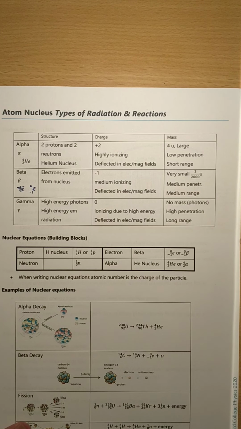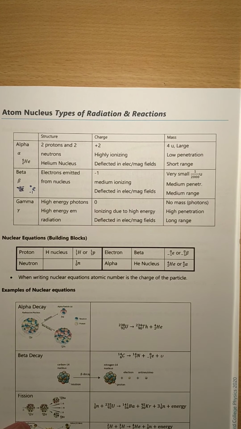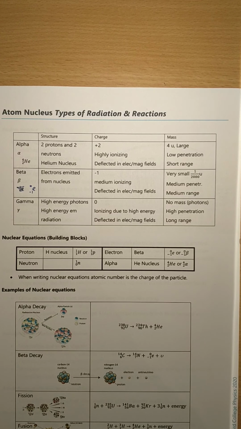Structure, 2 protons and 2 neutrons for the alpha. So it is a helium nucleus. It is a charge of +2, so it is highly ionizing. It's got a large charge, and it is deflected in electric and magnetic fields because it has a charge. If something has a charge, it'll be moved in an electric field. Okay, as we saw with the cathode ray tube. Okay, if it doesn't have a charge, it won't. And its mass, okay, 4 units. Now, a unit here is effectively the mass of a proton or the mass of a neutron. So the mass number is 4, so it has a mass of what we call 4 units, which is very large compared to the others. If it's big, it doesn't penetrate very much. It has a short range. It won't penetrate into things very much because it's big.